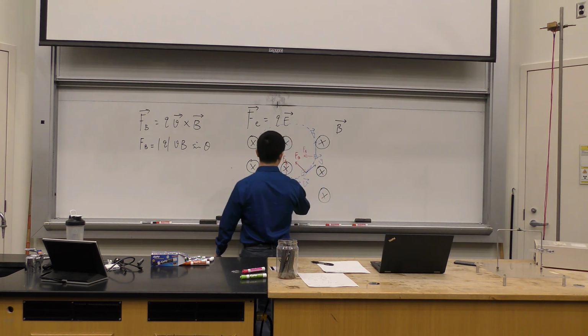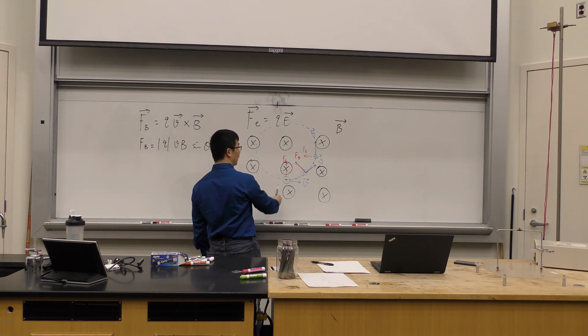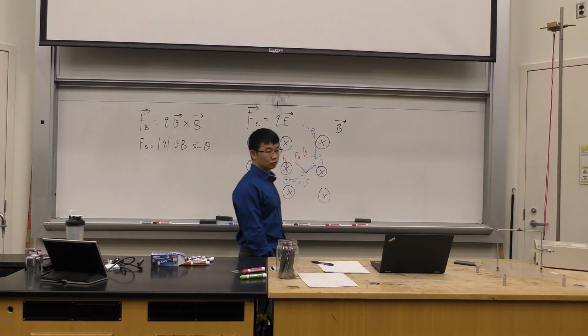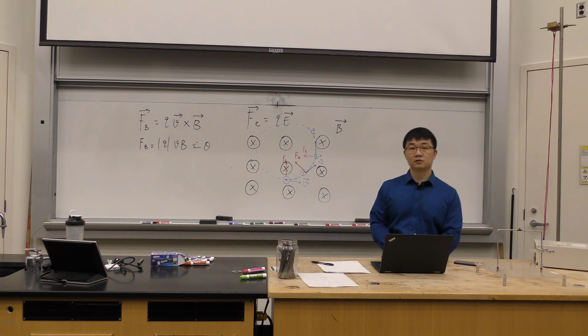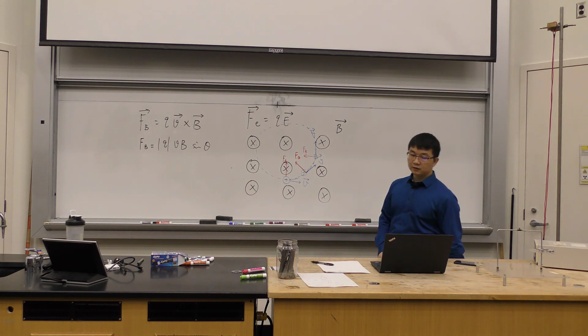Because the magnetic force is always perpendicular to the velocity, and now you can see it's always pointing to the center. What is that force? If you still remember the theory we learned in Physics 1, that is a centrifugal force. Okay? So in this case, we can find some properties of this circle.